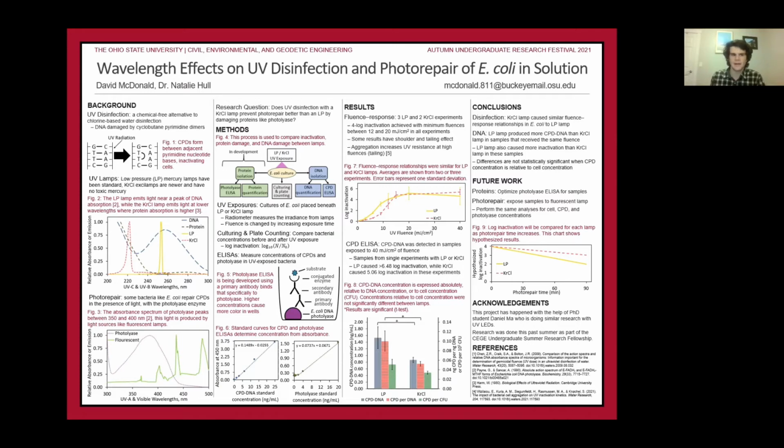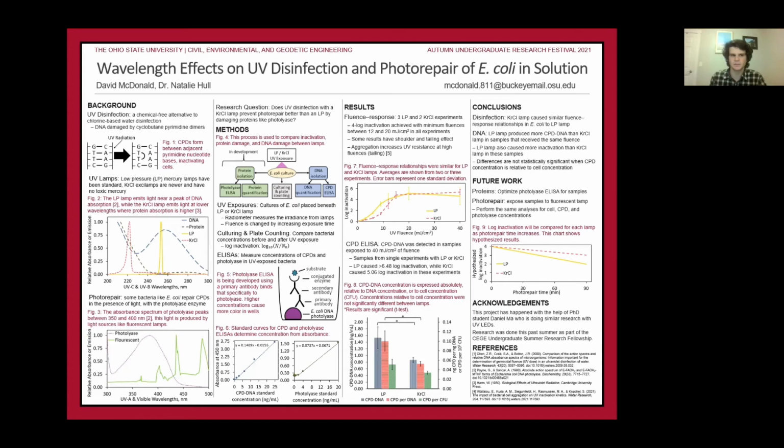When reported as absolute concentration or as relative to DNA, the difference between lamps is statistically significant, with the low pressure causing more CPDs. But when reported as relative to cellular concentration, the difference is not statistically significant. The low pressure lamp also caused more inactivation than the krypton chloride lamp in the experiments these samples are from.